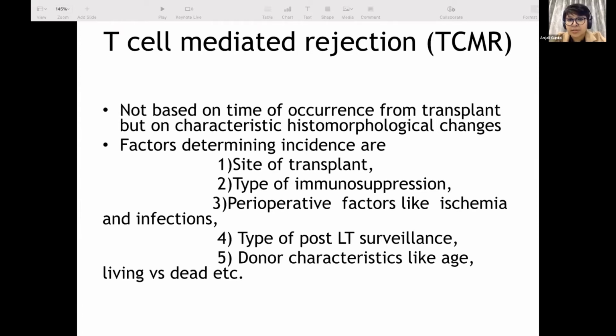T cell mediated rejection is not based on time of occurrence from the transplant, but on characteristic histomorphological changes. The factors determining the incidence are site of transplant, time of immunosuppression, perioperative factors like ischemia, infections, type of post-liver transplant surveillance, and donor characteristics like age, living versus dead, etc. The next slide.